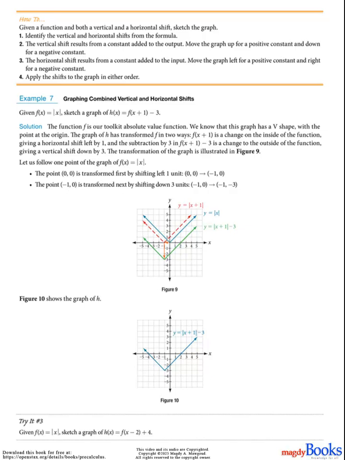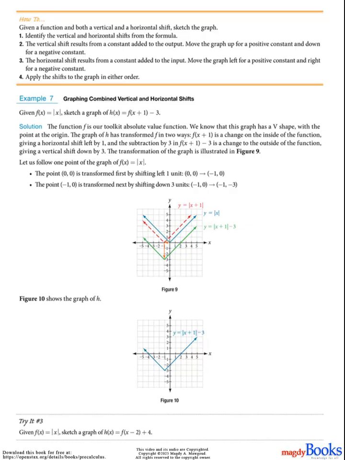Let us follow one point of the graph of f of x equals the absolute value of x. 1. The point 0, 0 is transformed first by shifting left 1 unit. 0, 0 shifted to negative 1, 0. 2. The point negative 1, 0 is transformed next by shifting down 3 units. Negative 1, 0 shifted to negative 1, negative 3. Figure 10 shows the graph of h. Figure 10. Y equals the absolute value of x plus 1 minus 3.